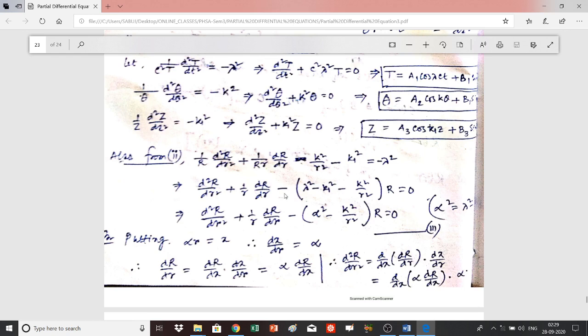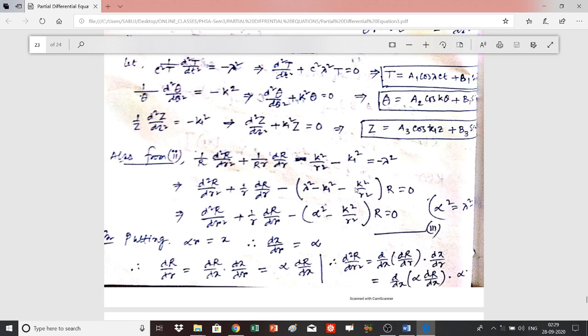This should be a plus sign. Because lambda is taken here, it will be lambda square, then minus k square, then minus k square by r square into what? So this should be a plus sign. It has been written mistakenly, so there will be a plus sign. That will be plus, and that will be plus sign.